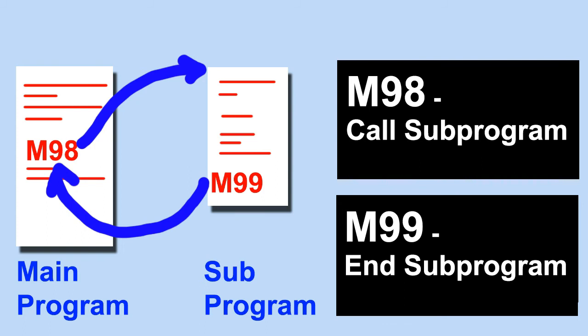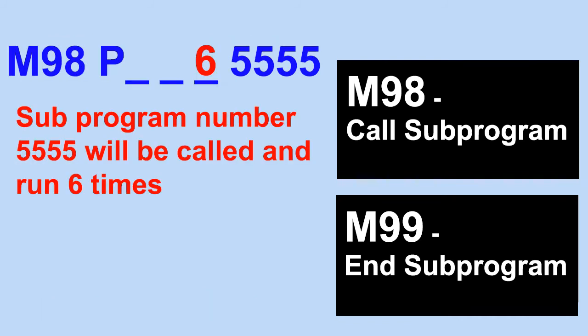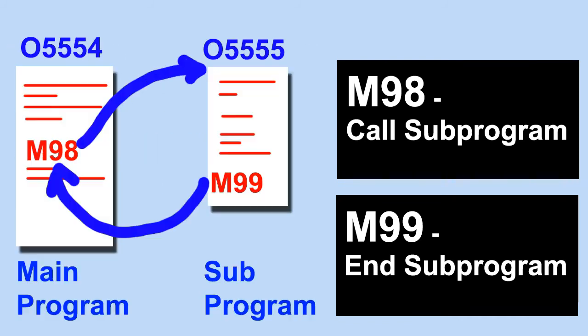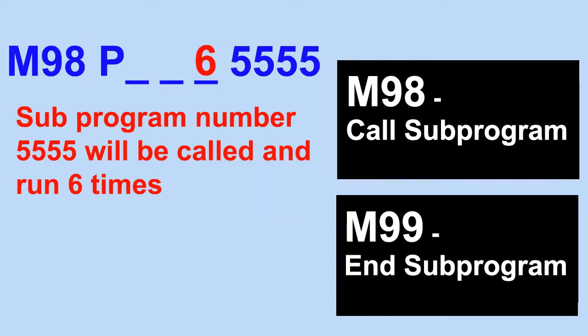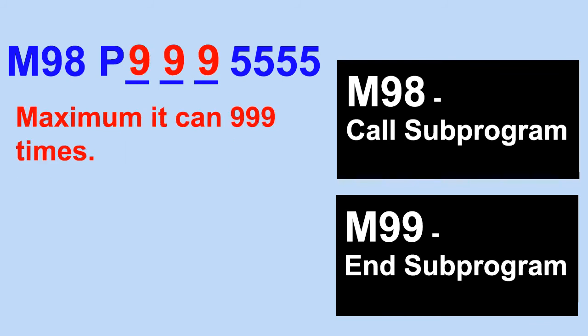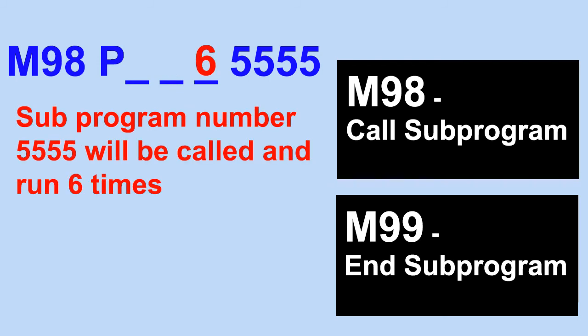Next we have M98. This is an important code which is used to call another program, known as a subprogram, into the program in which we are working, that is the main program. For example, if we write M98 P6 5555, it will run the subprogram O5555 and repeat it 6 times, because in P there is a program number with 4 digits at the end, and the number before these 4 digits is the number of times the subprogram has to be repeated. In this case, 6 times.